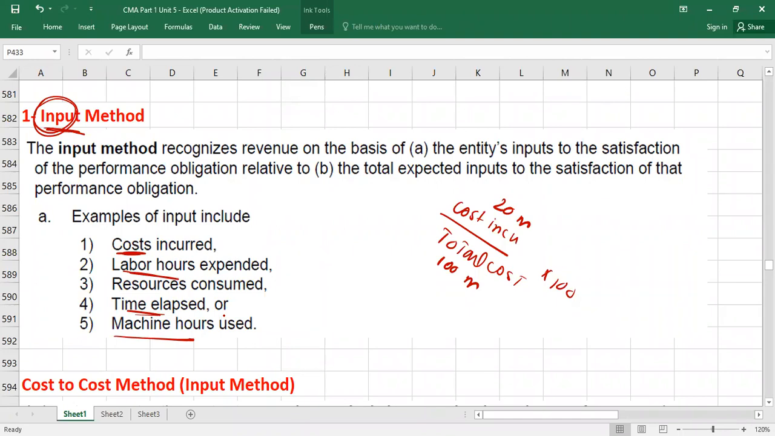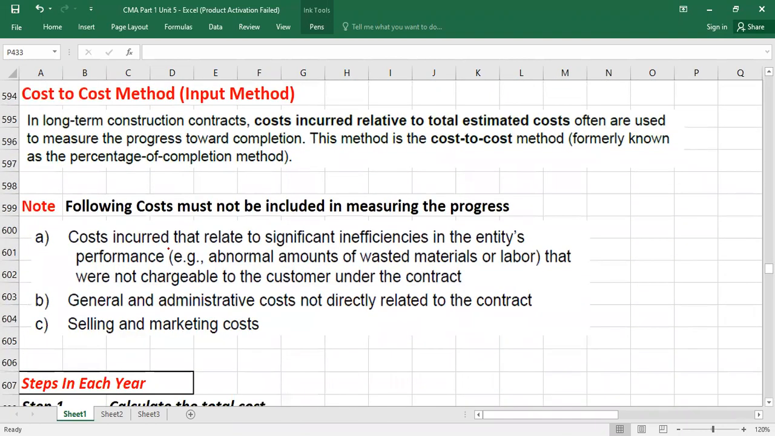And don't worry how it is going to work; now I'm going to start. In your exam questions, mostly the input will be calculated based on cost. And that is why the input method is also called the cost to cost method. Because you are going to calculate percentage of completion based on cost. So you don't need to forget that the cost to cost method is also part of the input method. And please guys, you have to remember this.